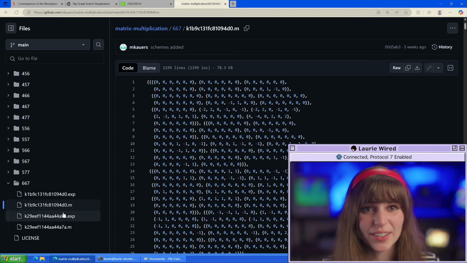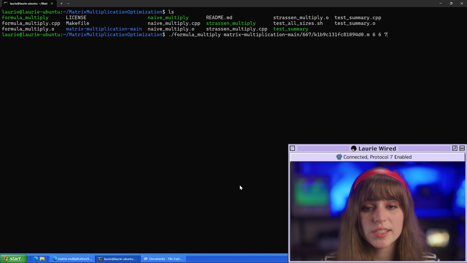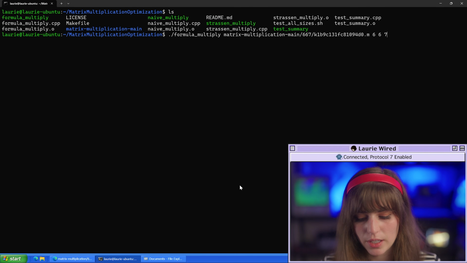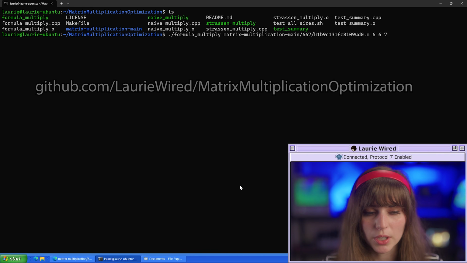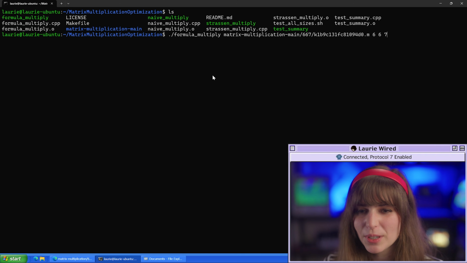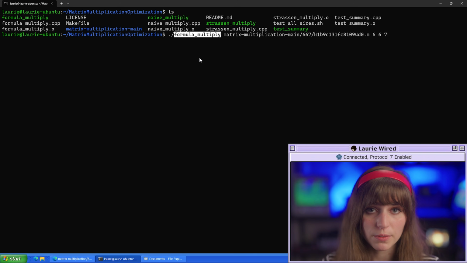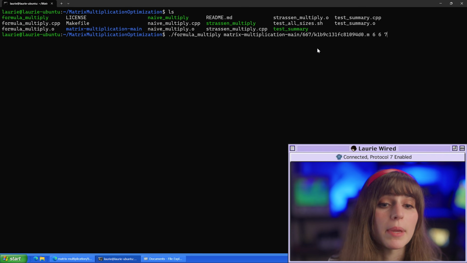Now I've actually written an application that goes through and parses these .m files that are inside of the matrix multiplication repository for this particular research paper, so that you can actually apply the formulas that they're using and that are so new and cool. So you can run the formula multiply that's available inside of my GitHub repository, and then just pass in the path to the target.m file that you would like to parse and multiply matrices with.